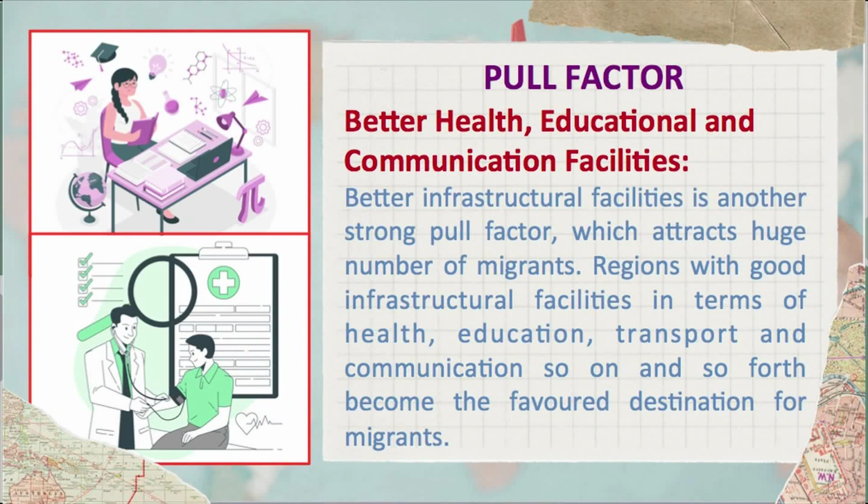Another pull factor is better health, education and communication facilities. All these clubbed together, overall better infrastructural facility, is another strong pull factor which attracts a huge number of migrants. Regions with good infrastructural facilities in terms of education, health, transport and communication, and so on, become the sought after or favored destination for the migrants.